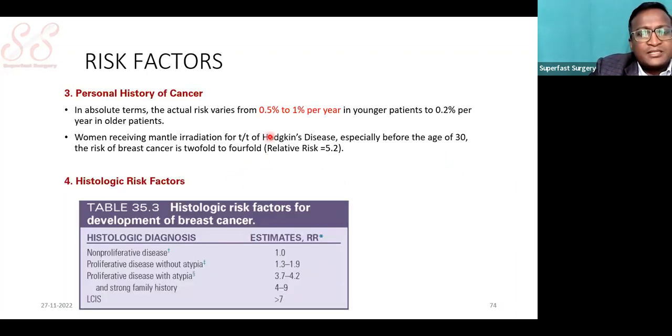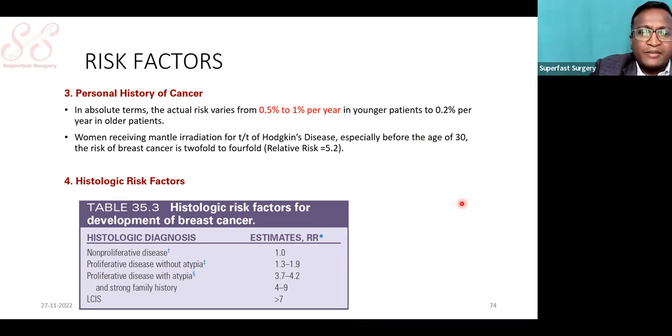So the personal history is of course a breast cancer. Like if a patient has breast cancer on her right side, and she has received all the treatment, even then there is a risk of 1% every year, and that is the reason why we call these patients for regular follow-up, so that we can detect the contralateral breast cancer at an earlier stage and give the best treatment for that contralateral breast.